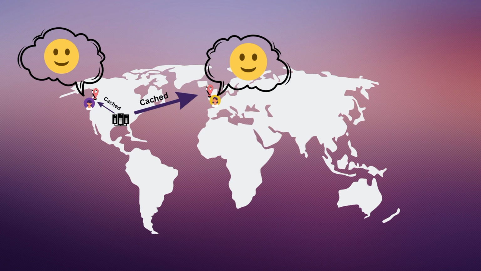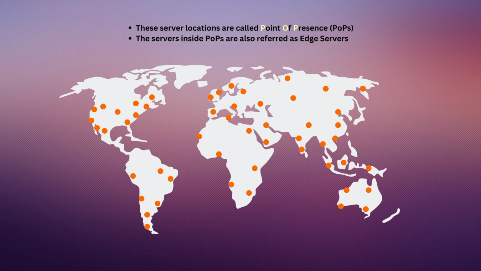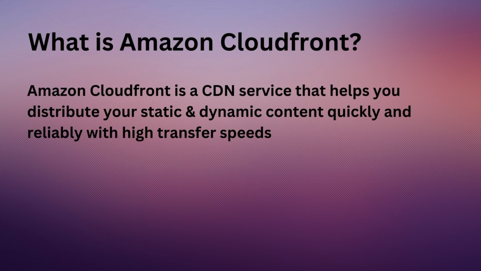CDN achieves this by deploying servers at hundreds of locations all around the world. These locations are also called points of presence or POPs, and the servers inside the POPs are referred to as edge servers. Initially, CDNs were developed only to serve static contents, but nowadays CDN services have become advanced enough to serve dynamic contents as well. So what is Amazon Cloudfront?